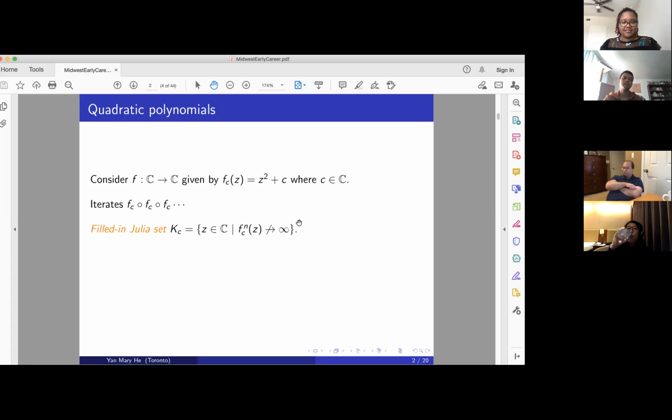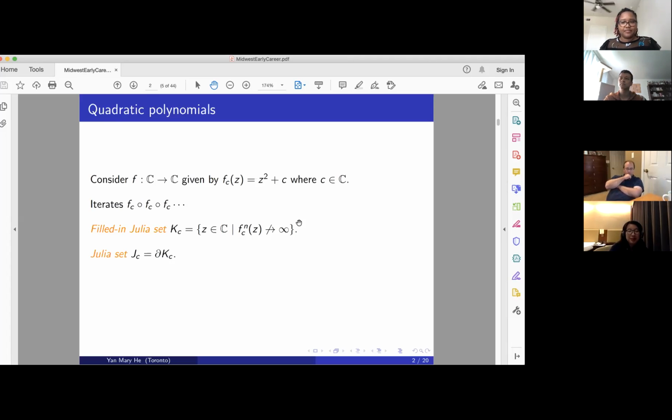So this leads to the definition of the filled Julia set. The filled Julia set of z squared plus c is the set of points in the complex plane such that these points do not go to infinity under iterations of the polynomial. And the Julia set of the polynomial is defined as the boundary of the filled Julia set.